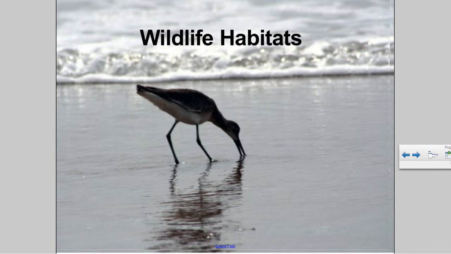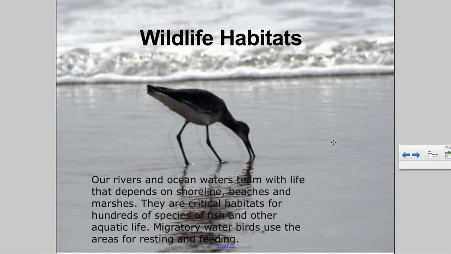Another reason would be for wildlife habitats. So our rivers and ocean waters teem with life that depends on shorelines and beaches. Remember the intertidal zone. They're critical habitats for hundreds of species of fish and other aquatic life. And you have migratory water birds, which use these areas for resting and also feeding, along with other organisms.